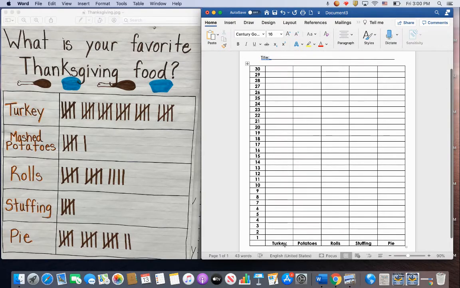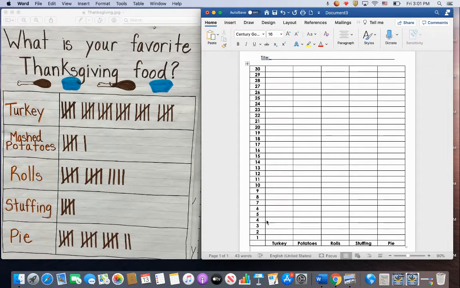I have already labeled at the bottom turkey, potatoes, rolls, stuffing, and pie, and I have gone all the way up to 30. I chose 30 as the highest number because that's the most votes of our question. Turkey got the most votes. It got 30 votes, so I don't need to go any higher for the numbers on my bar graph, but I do need at least 30. It wouldn't work if I had just stopped at 18 because turkey got 30 votes.